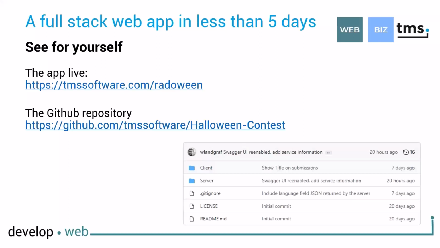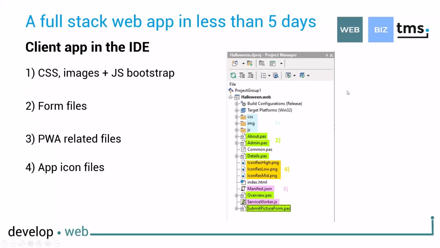An additional nice thing this evening is that the full source code, both the client side and server side of this application, can be retrieved via this GitHub repository. So move over to this repository and download the source code of both the client and the server application. Now we are going to dive into the architecture of this application, both client side and server side, and see how this was created in less than 5 working days.